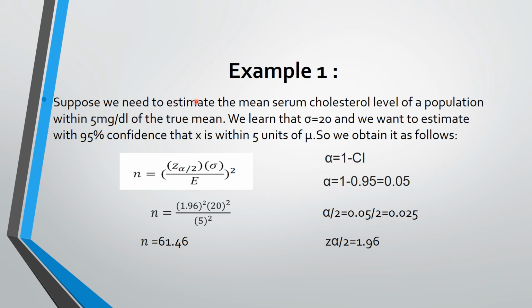So this 5 milligram per dl shows the closeness of the expected mean with the actual mean. And it is clear from here that x bar is within 5 units of the population mean. So it is our margin of error.